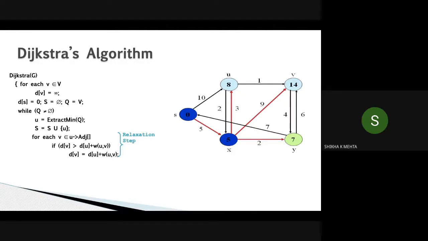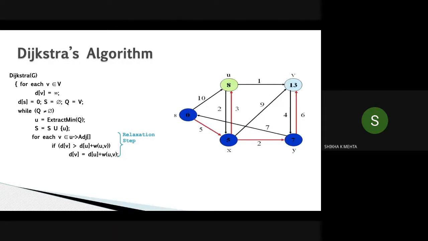So from here you see, we have two vertices which are connected. So one is S and another is V. The distance that we see from here, if we see the distance of Y to V, it is 7 plus 6, 13, which is less than 14. So we can relax this particular vertex.